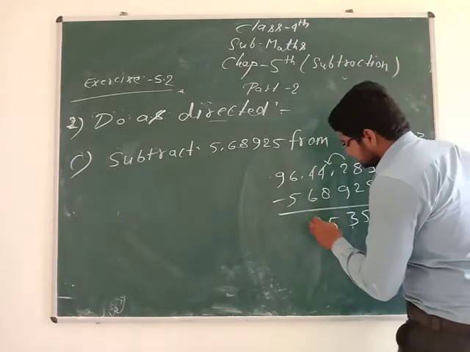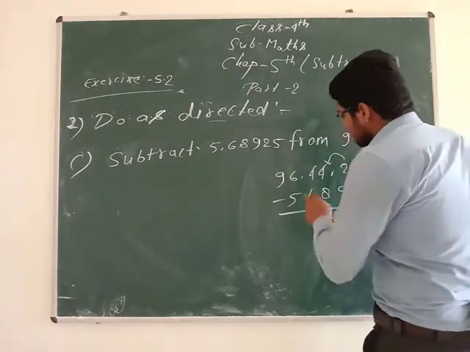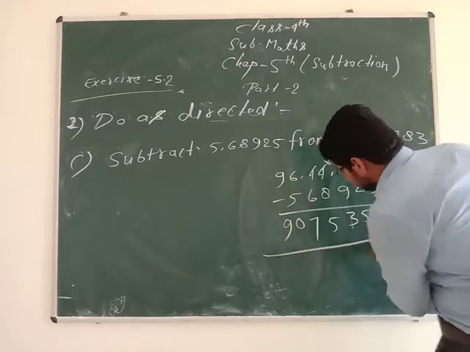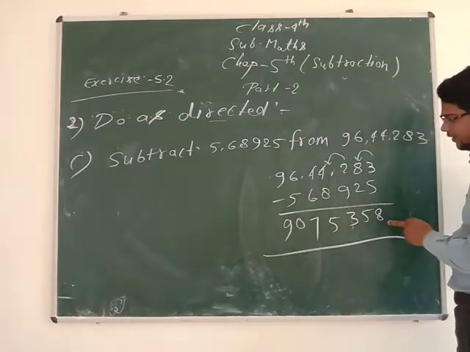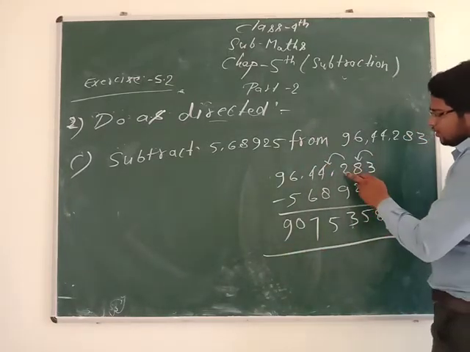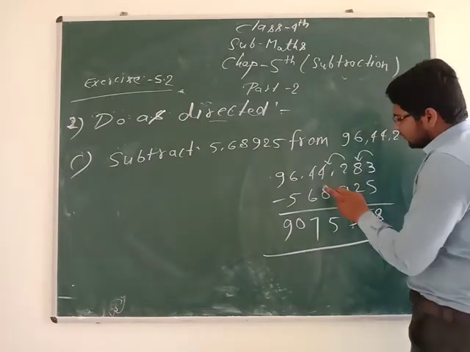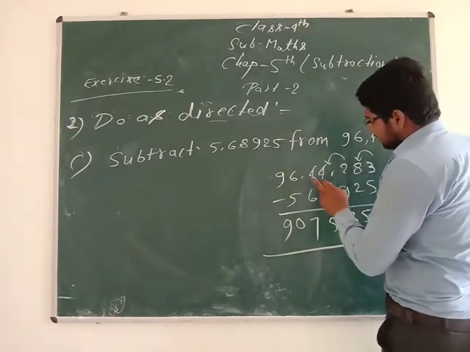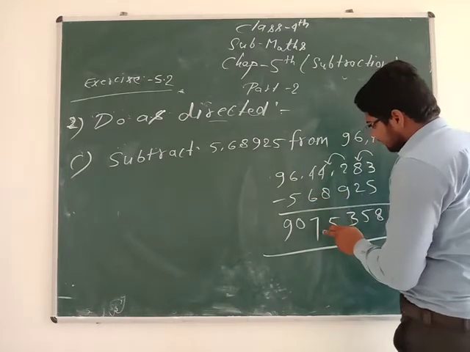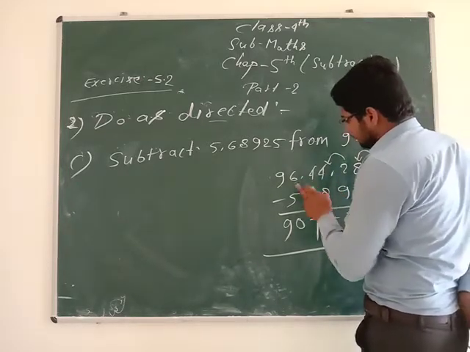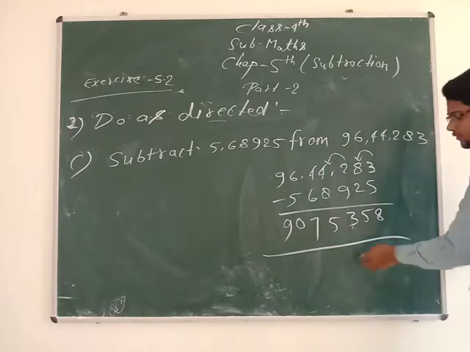13 minus 6, 7. 5 minus 5, 0, and now 13 minus 5, 8. 7 minus 2, 5. 12 minus 9, 3. 13 minus 8, 5. And 13 minus 6, 7. And 5 minus 5, 0. And 9 minus nothing, so 9.